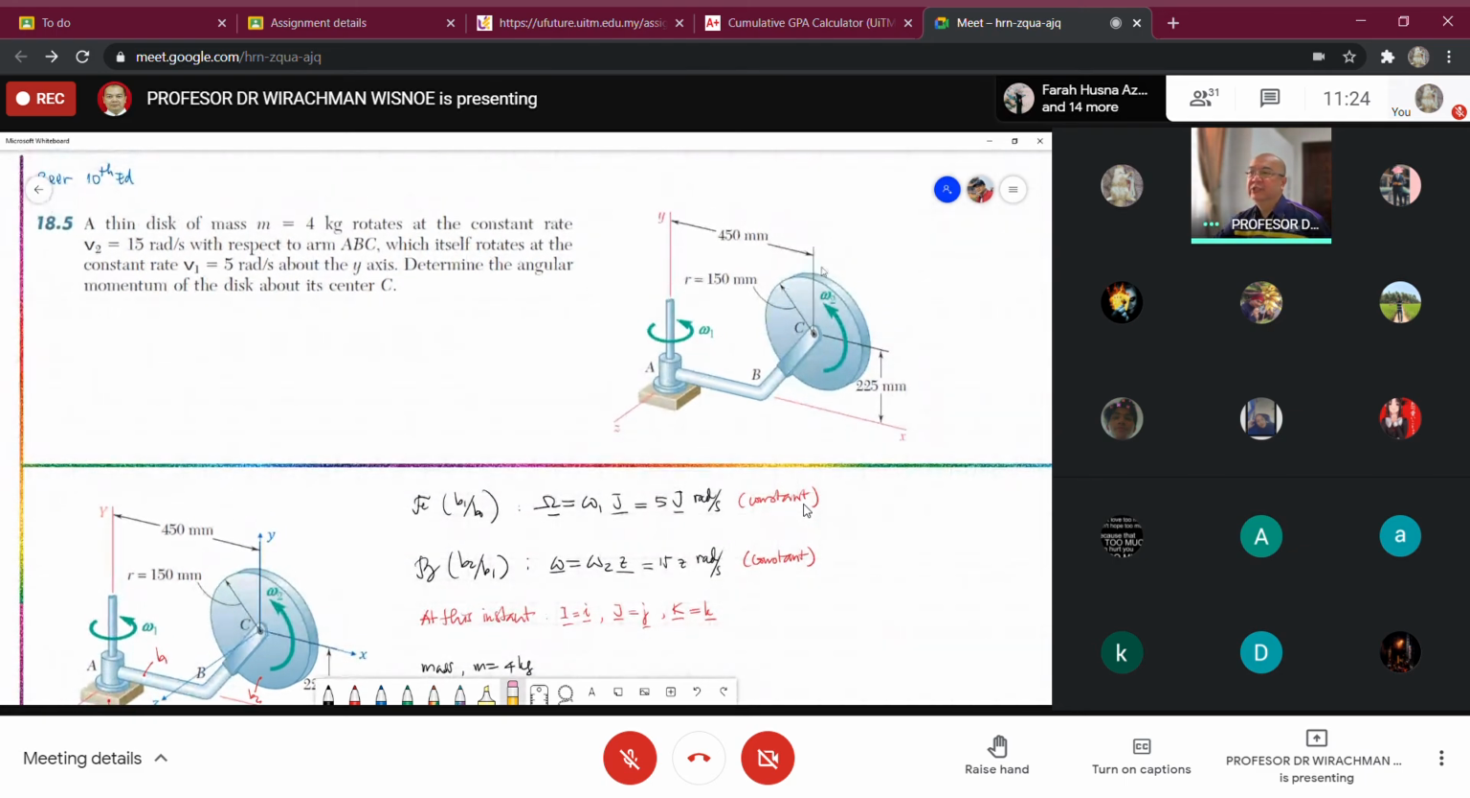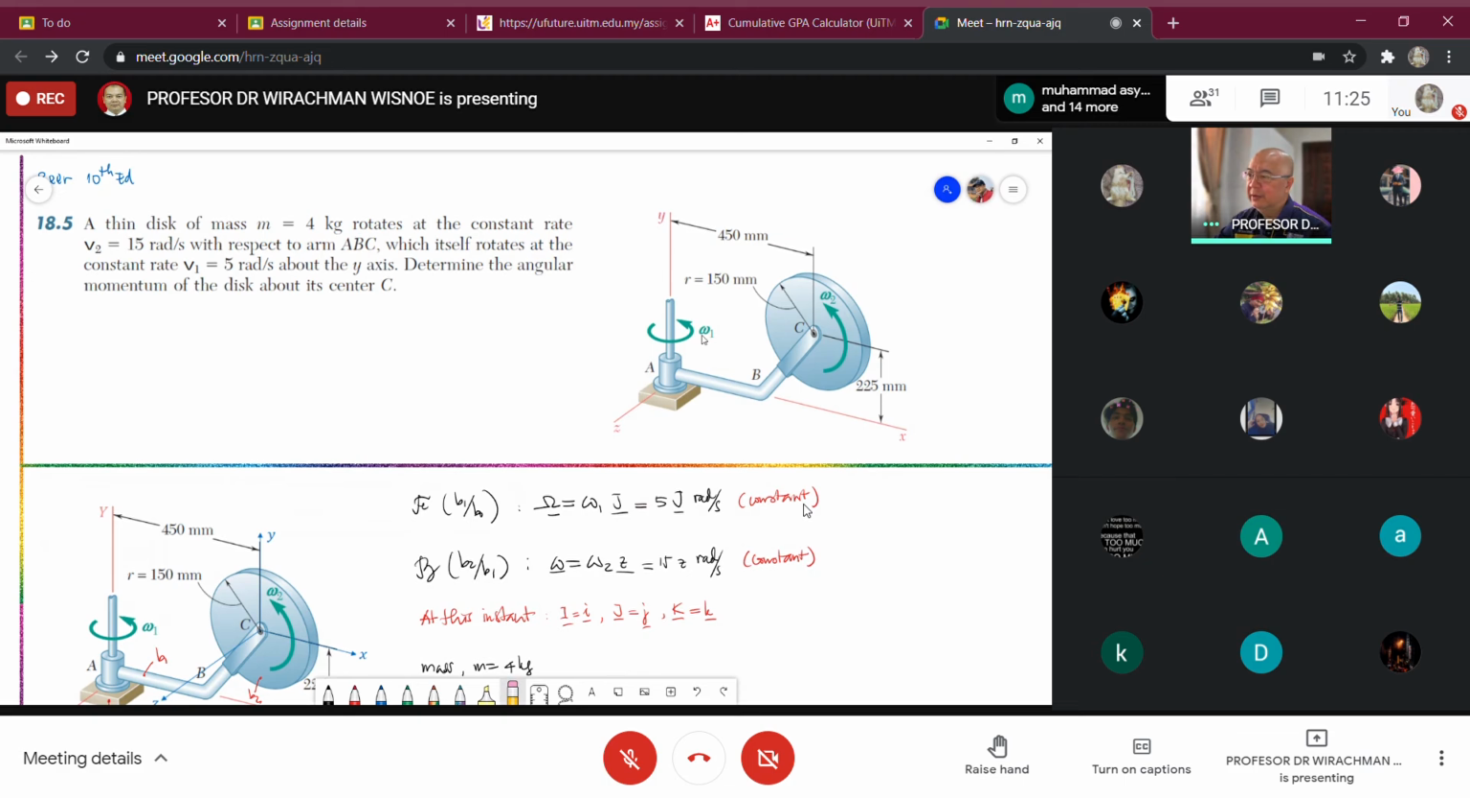This is the sketch. It is written in small x, small y, small z, but in our class the fixed axes use capital letters. So I will change this to capital X, capital Y, capital Z, because this XYZ is the fixed axis. So you see, this arm is rotating with omega 1.